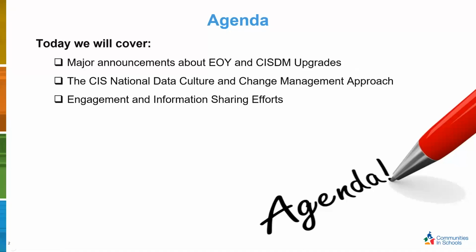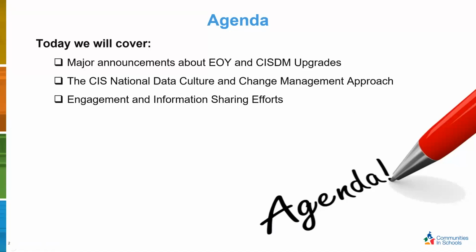We're going to go over a little bit of the Communities In Schools National Data Culture and Change Management approach. The national office is zooming out and thinking about a long-term approach to change management around data culture. That includes both the system of CISDM as well as things at a higher strategic level in terms of data culture within our organization, and that goes at all levels, from site coordinators all the way up to our board and executive directors. So we're really excited to share some of those approach elements with you all.